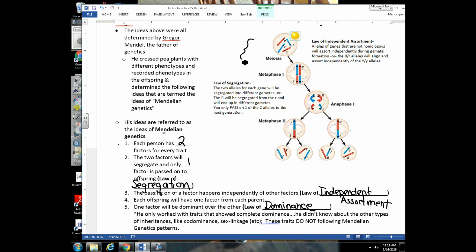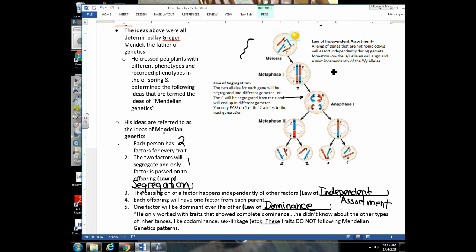I think students have a hard time trying to explain the law of segregation and the law of independent assortment because they sound very similar to one another, but it is something that you need to be able to do. So again, the law of segregation means that these two alleles that you possess for a certain trait are going to be segregated into different gametes. So this big R and the little r are going to end up in different gametes. If we look down here, we're going to see that there's only going to be either a big R or little r in each of these different gametes. So that is what we mean by the law of segregation. You will only pass on one of your two alleles to the next generation.